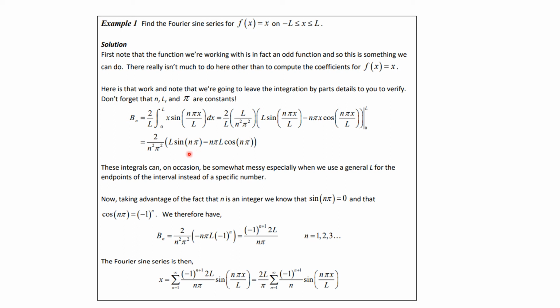Now, the sine of n pi is always going to be 0, and the cosine of n pi is going to be minus 1 to the n. And so you see these coefficients can simplify quite a bit, and we can say bn is really equal to this. And so the sine series then for x is equal to 2 L over pi times the summation n equal 1 to infinity of minus 1 to the n plus 1 over n times the sine of n pi x over L.